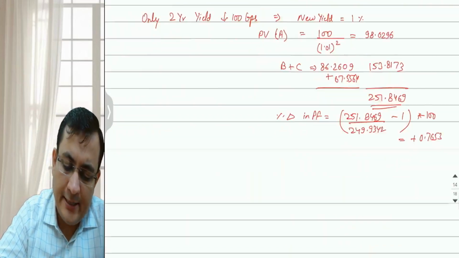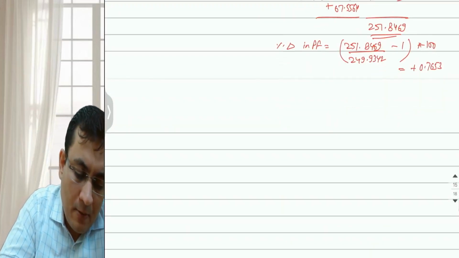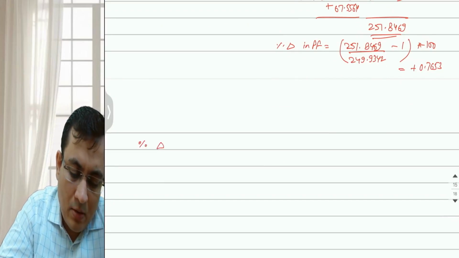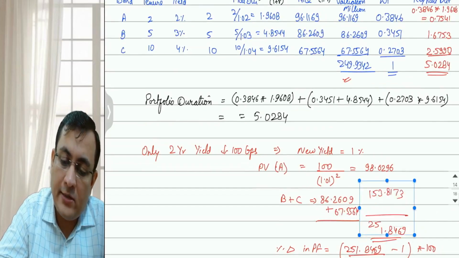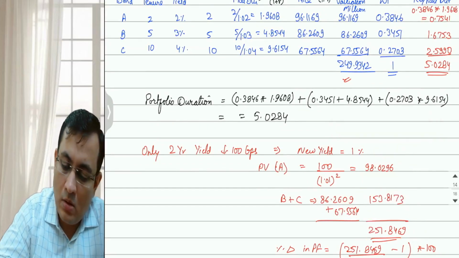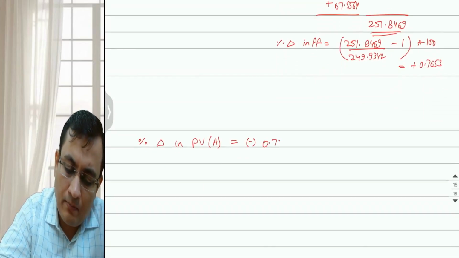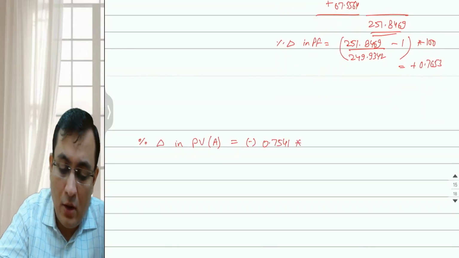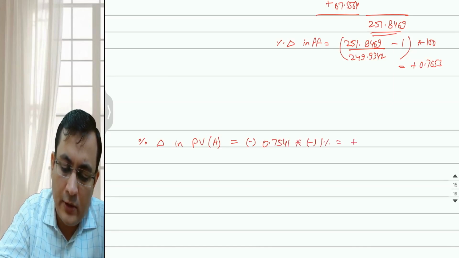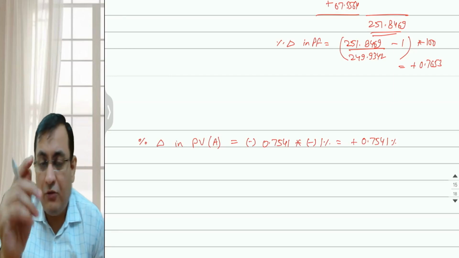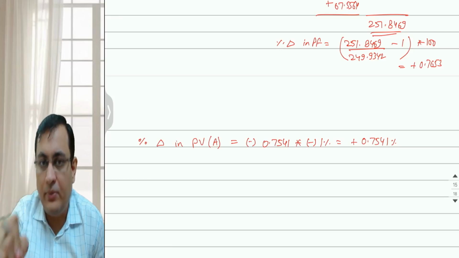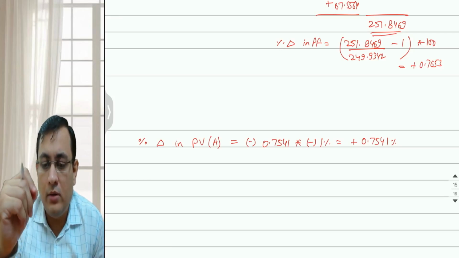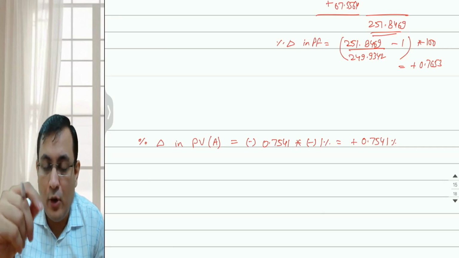So what will be the change in bond B? Percentage change in PV of bond A will be equal to negative 0.7541 multiplied by 100 basis point down. So negative 1% is equal to positive 0.7541%. If only the yield at the second year changes by 1% down, the overall bond portfolio value will increase by 0.7541.